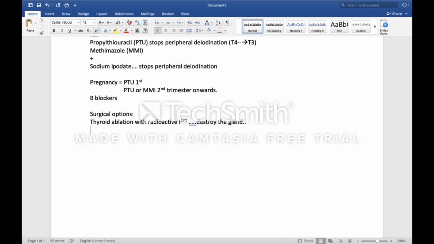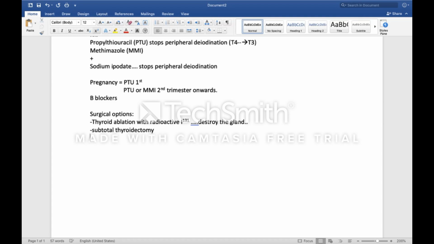Okay, if this treatment you don't like, or for example, if the patient is pregnant, because in pregnancy this thyroid ablation therapy is contraindicated, then you can go for conventional surgical options, subtotal thyroidectomy. Okay, in which they are going to remove the thyroid. This is a very good therapy if you are suspecting that the patient has carcinoma as well, for example. So this surgery can be done.